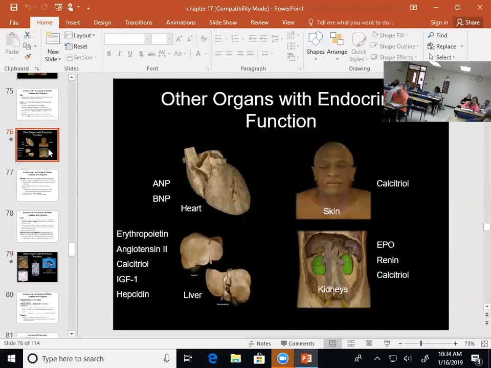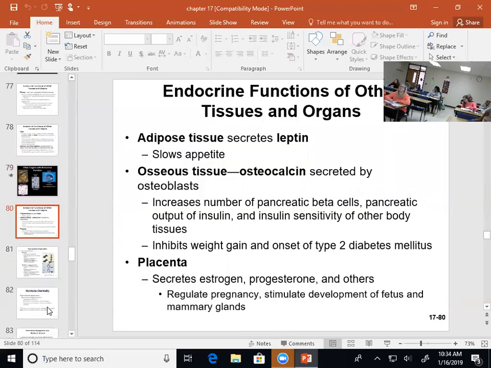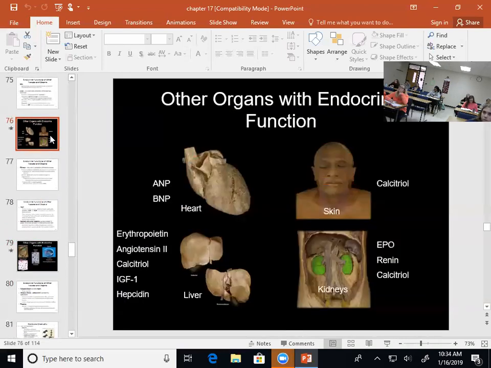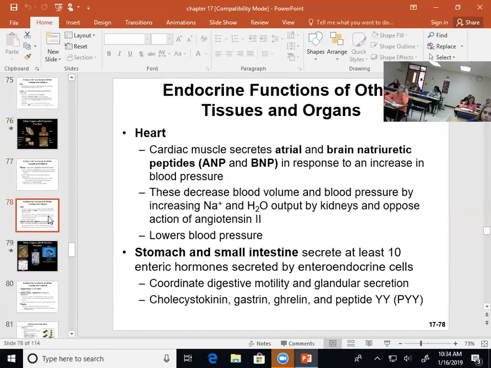Are you good? Okay, now I want you to know that the heart produces a hormone called atrial natriuretic factor. Is this in the notes somewhere? I know y'all want me to spell things. Just take my word for it. That's what it produces. Atrial natriuretic factor or peptide. It's sometimes referred to as ANF or ANP.